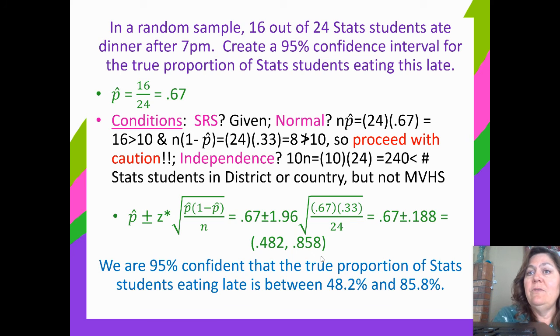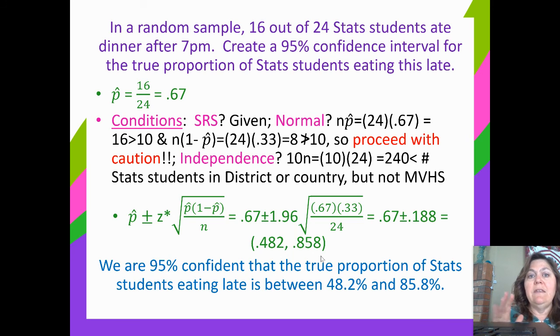And then your conclusion will be, we are 95% confident that the true proportion of stat students eating late, or you could say even after 7 p.m., is between, and now here's where you change those numbers back to percents, 48.2 and 85.8%. Wide range, but we can say that we're pretty sure it's in there somewhere.